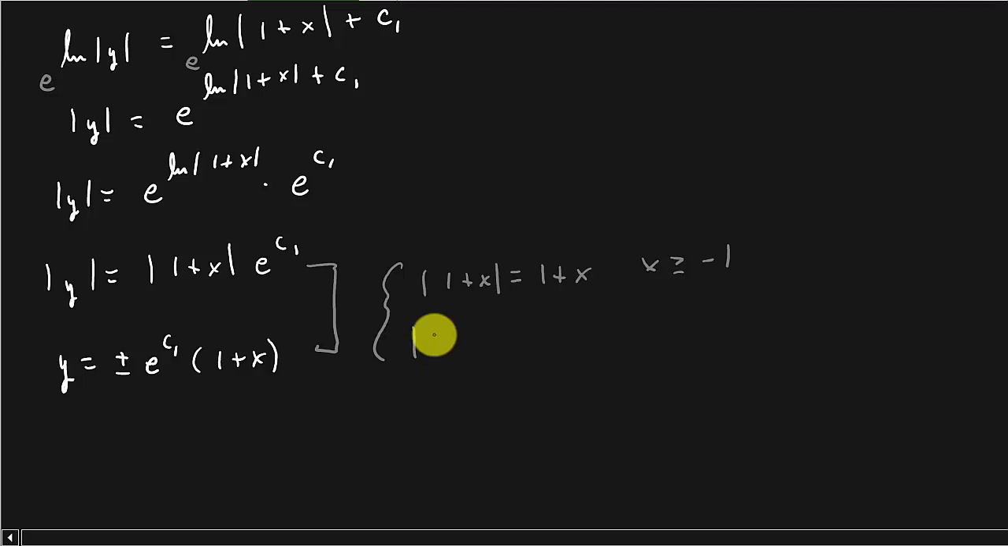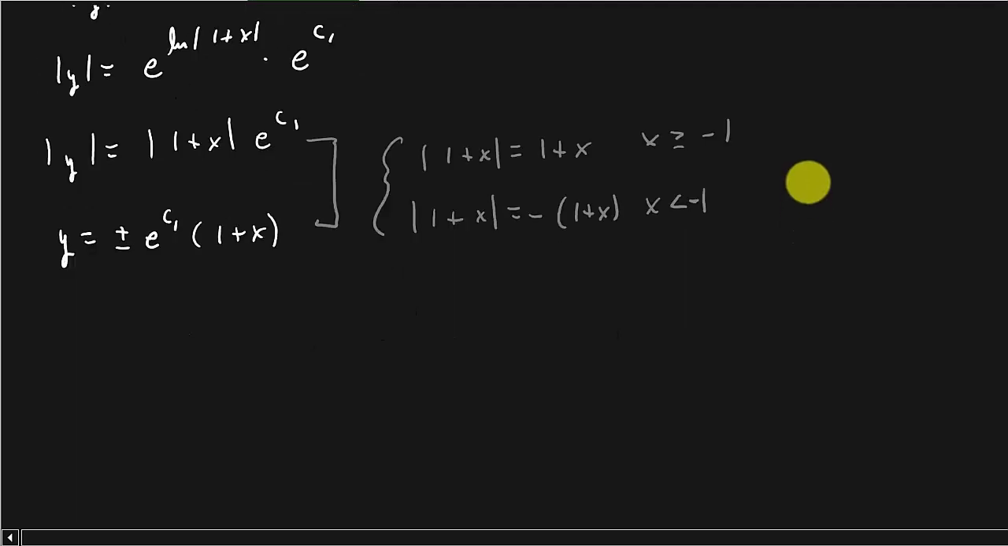And then the absolute value of 1 plus x is equal to -1 plus x. That's if x is less than -1. So if x is less than -1, like -2, -3, this inside here would be negative. So we've got to do the negative of that to make it positive. Okay, so that's how we go about getting that.